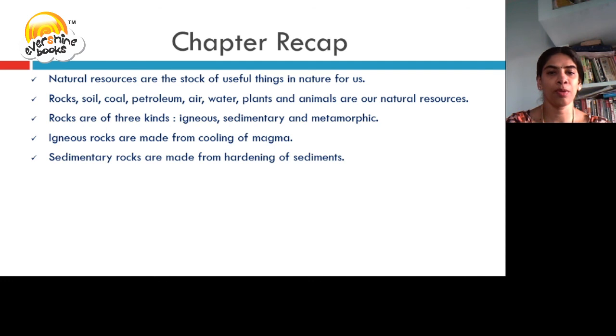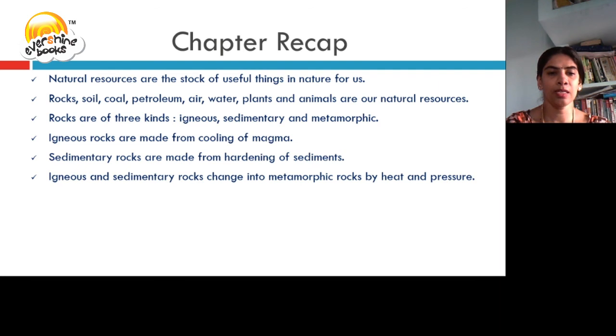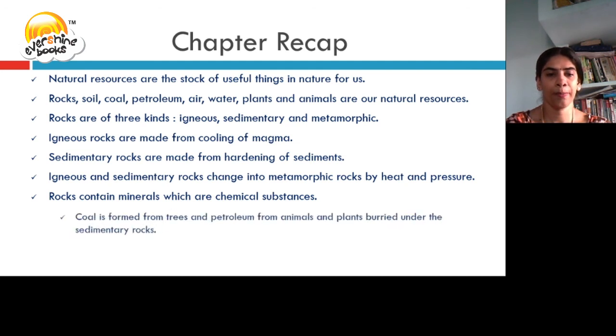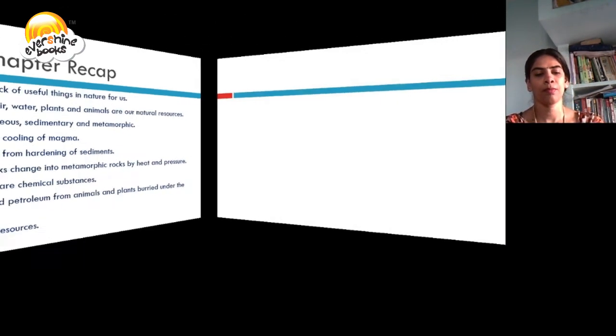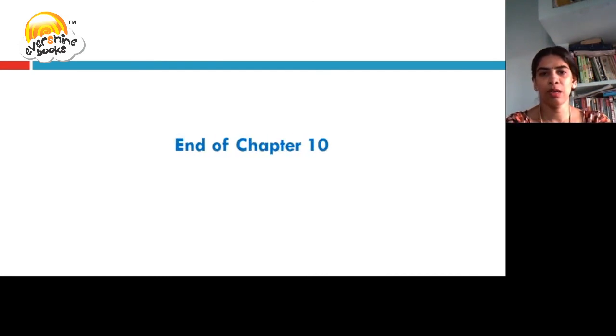Sedimentary rocks are made from hardening of sediments. Igneous and sedimentary rocks change into metamorphic rocks upon heat and pressure. Rocks contain minerals which are chemical substances. Coal is formed from trees and petroleum from plants and animals buried under the sedimentary rocks. We should conserve natural resources. This ends chapter 10.